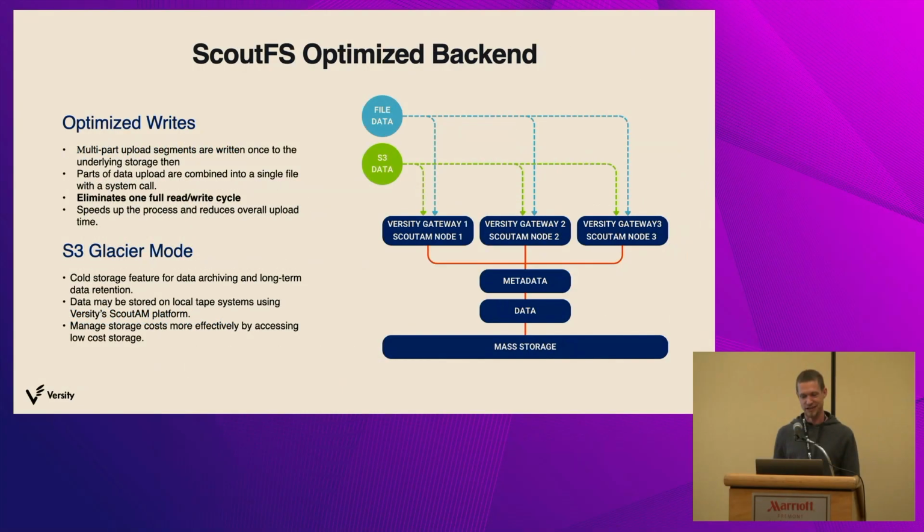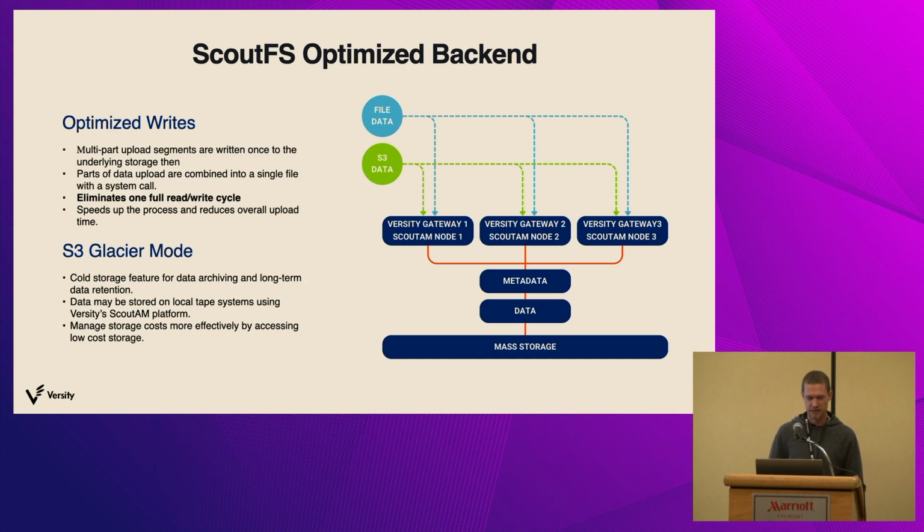But because it is slightly different than the copy file range, it's a specific ioctl for our file system. And so now we have to have some special behavior in order to have that complete multi-part upload not actually move data around within the system. That saves a full read-write copy cycle, so it really improves the overall throughput of the system significantly.